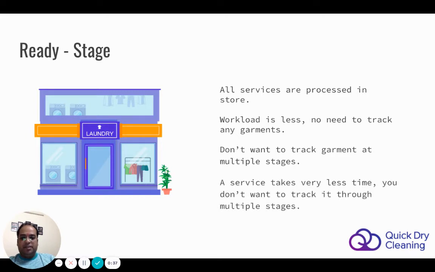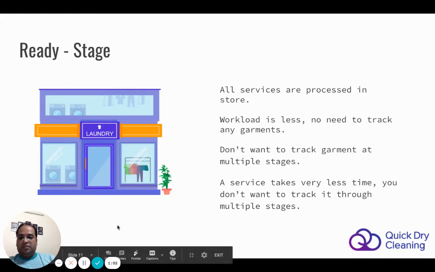In another example, you have a service and that particular service takes very less time and you do not want to track it through multiple stages. A perfect example would be alteration. Alteration normally takes less time when compared to dry cleaning or other services. So you may not want to track different stages of garments if a garment is processed for alteration.